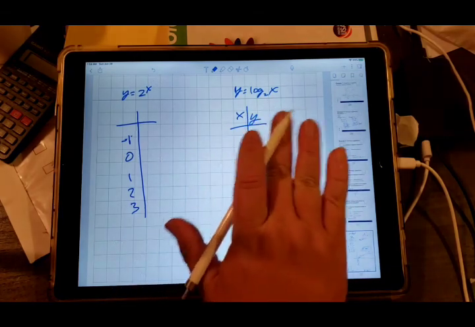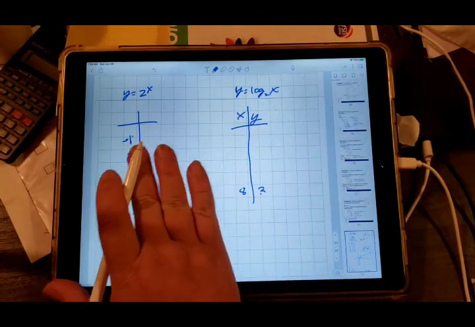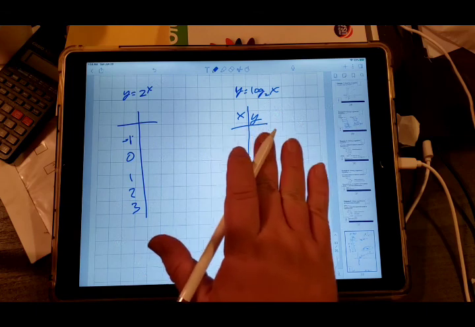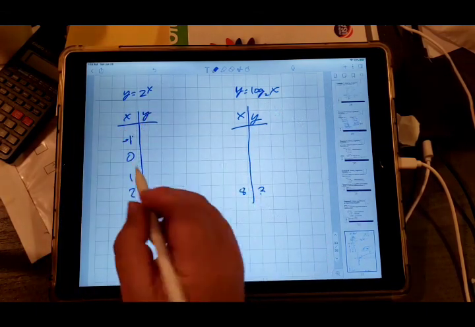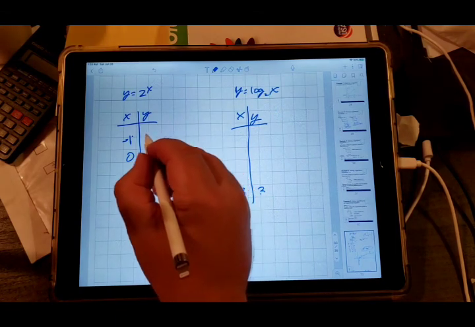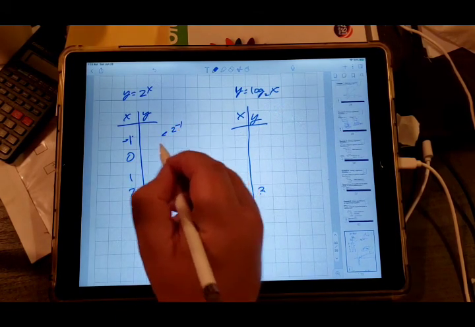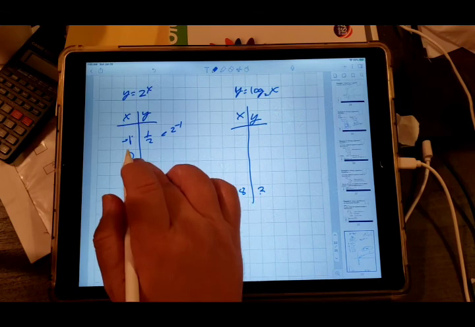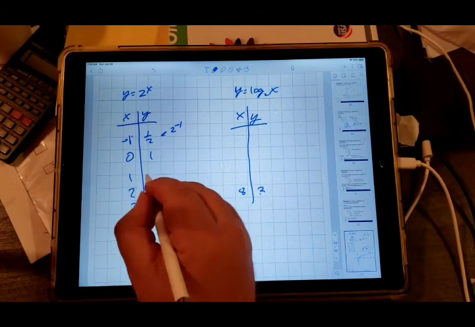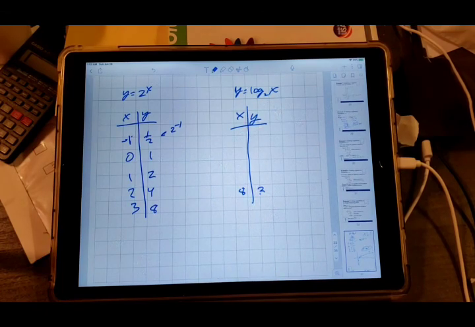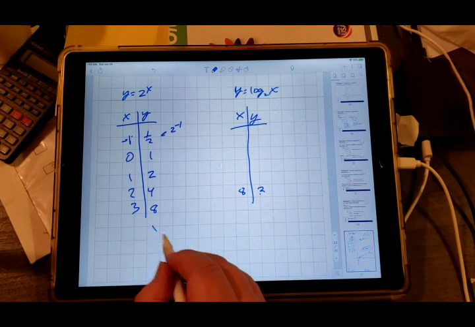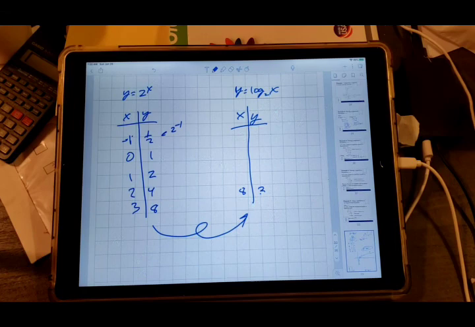Now, you might not see it yet, but there's a connection that I'm going to make between these two tables. But for this table, it was really easy. This is 2 to the -1. Well, that's 1/2. This is 2 to the 0, 2 to the 1, 2 to the 2, 2 to the 3. What is the connection between this table and this table?